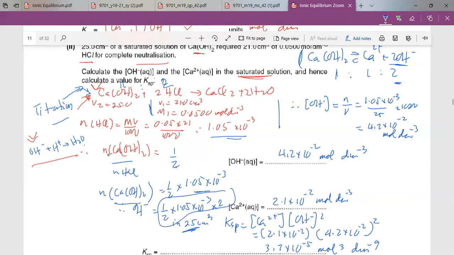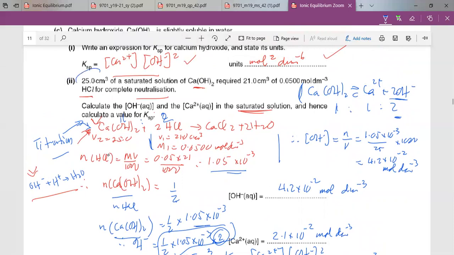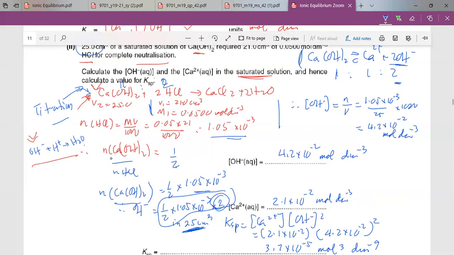times 2. And this dissolves in how much? 25 cc only, okay? See, 25 cc. I want to find mole per dm cube now. So to find mole per dm cube, remember, change the units by titration, over 25 cc. So this is mole per dm cube. This is the OH minus in this saturated solution here. If it's 2 here, then for calcium it will be 1, right? So half of this. So it's 4.2 times 10 power minus 2, here 2.1. So this one you put inside here.